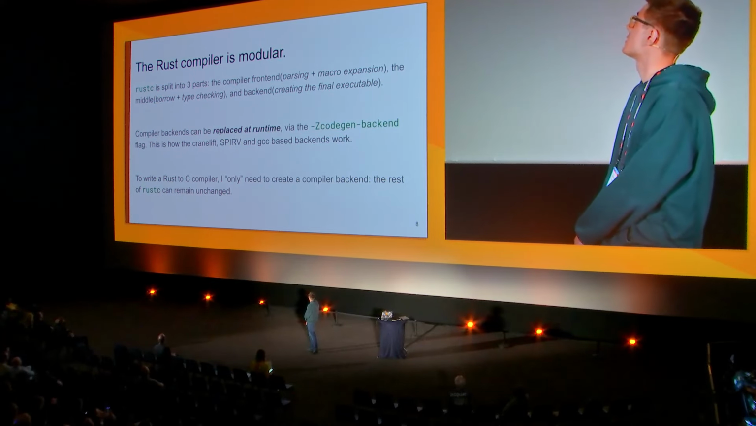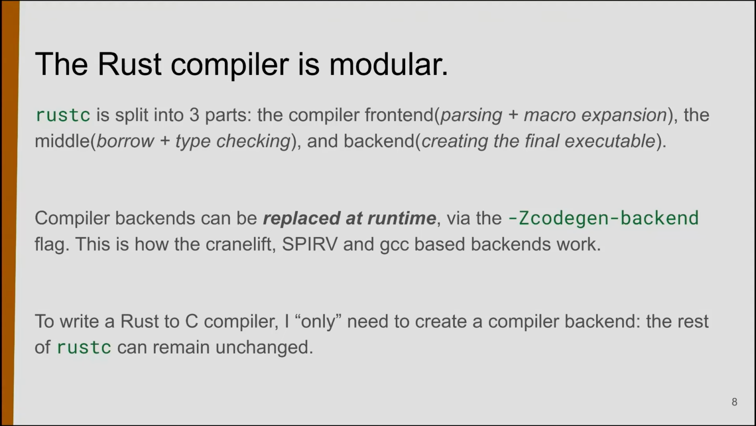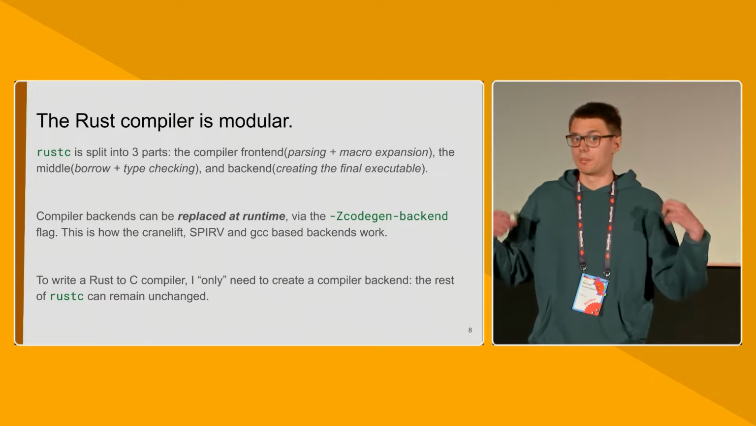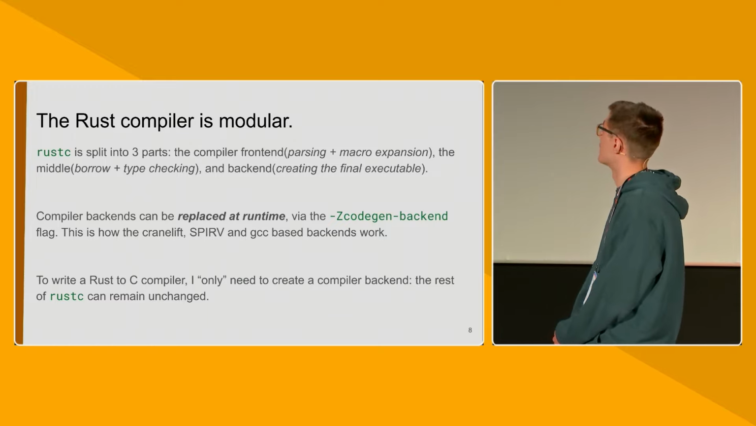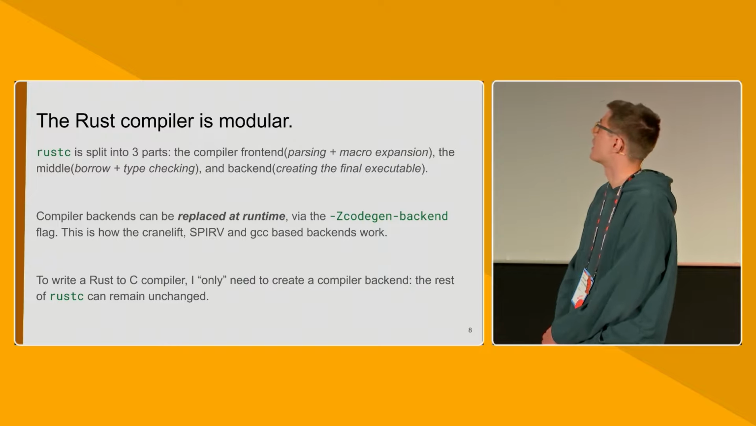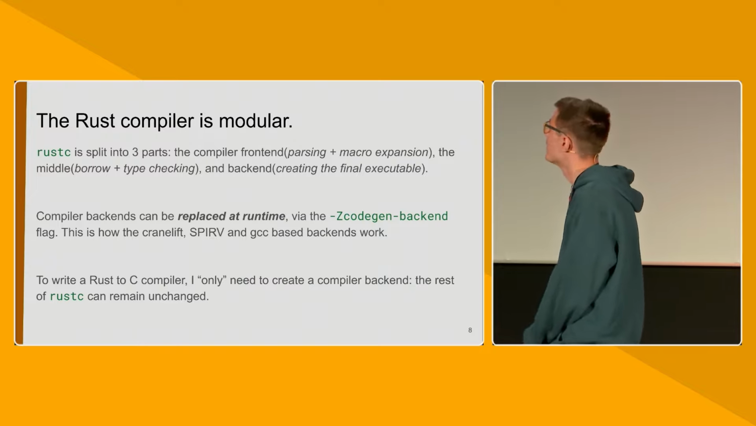So first of all, the Rust compiler is modular, even though it's split into three parts. You have the frontend, that's what parses your code and does things like macro expansion. You have the compiler middle, which is responsible for things like type and borrow checking, and the compiler backend. That's actually what creates the final executable. And the compiler backends can actually be replaced at runtime. It may come as a shock to you. You can replace entire components of the Rust compiler simply at runtime. You pass it the right flag, tell it, please load this library and use it as a codegen backend, and it will happily do so.